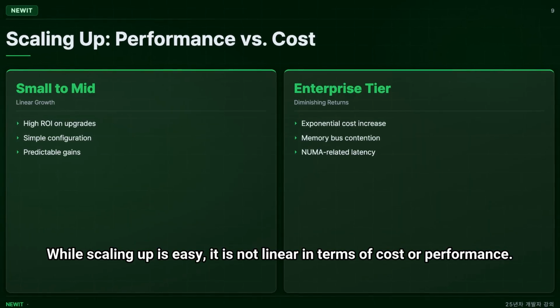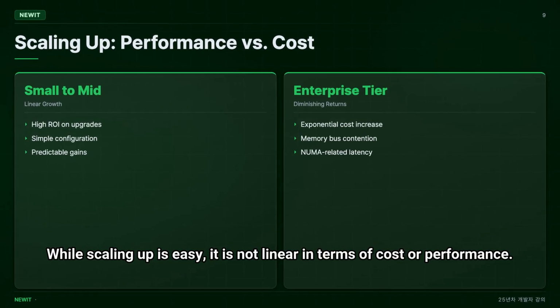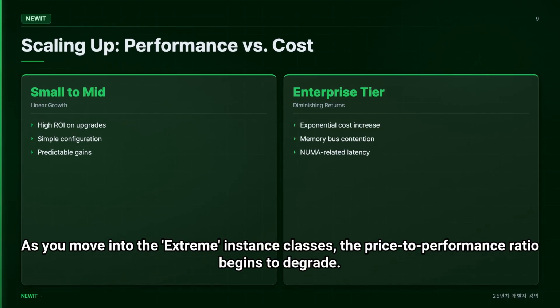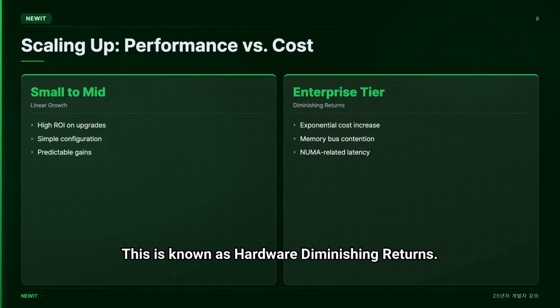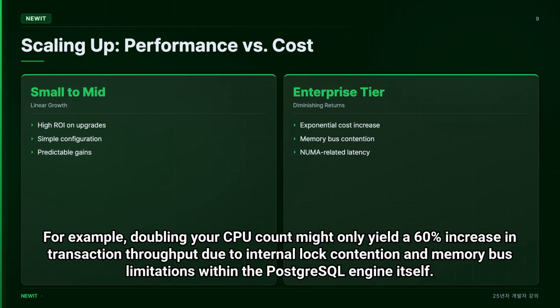While scaling up is easy, it is not linear in terms of cost or performance. As you move into the extreme instance classes, the price-to-performance ratio begins to degrade. This is known as hardware diminishing returns. For example, doubling your CPU count might only yield a 60% increase in transaction throughput due to internal lock contention and memory bus limitations within the PostgreSQL engine itself.